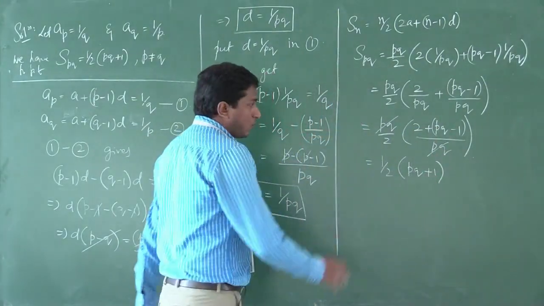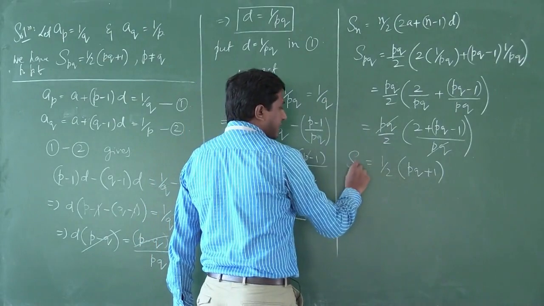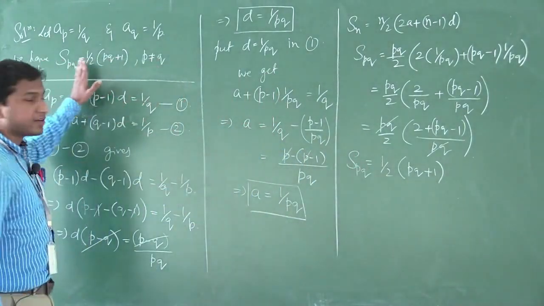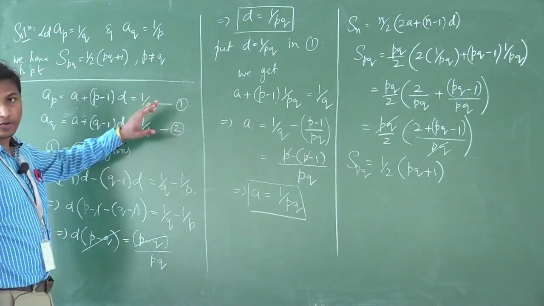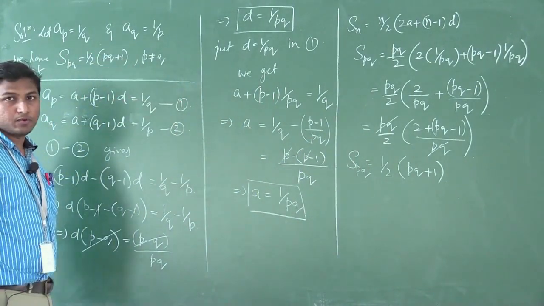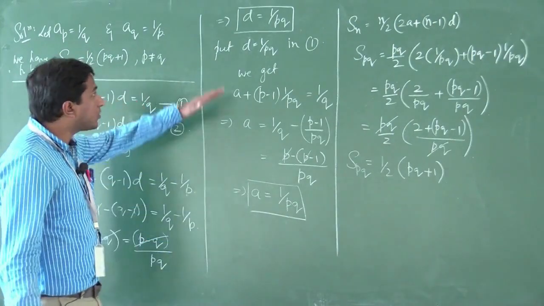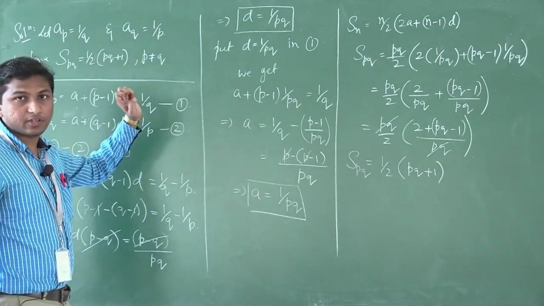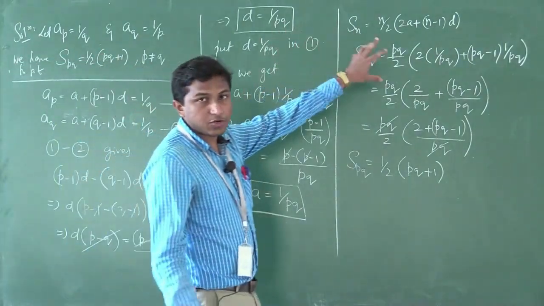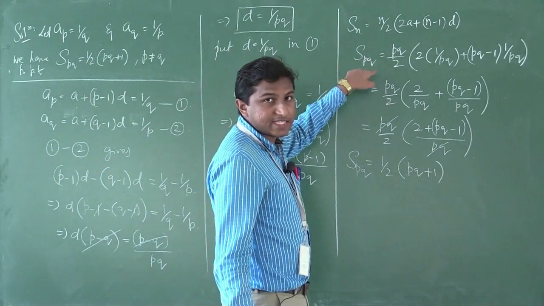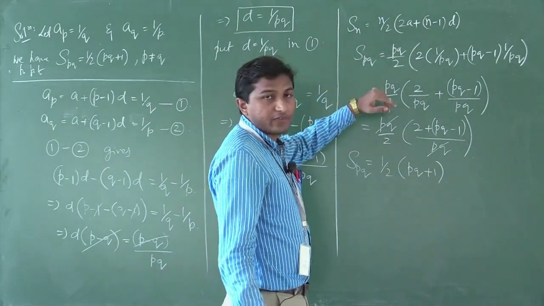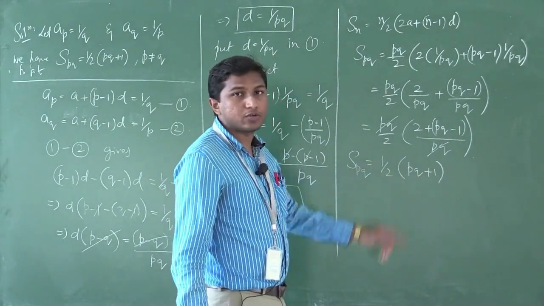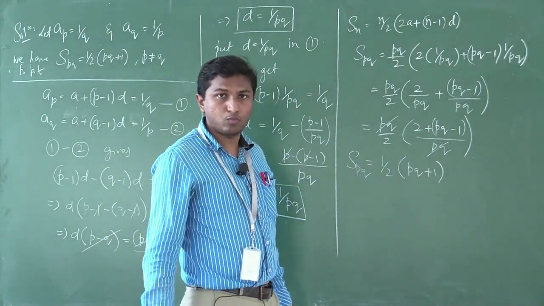Plus 1. What is the LHS? LHS is nothing but SPQ. So what have we done? SPQ equals 1 by 2 into PQ plus 1. We found out values of D and A using the information given in the problem. Then we substituted. We have proved that SPQ, using the formula of Sn, is 1 by 2 into PQ plus 1.